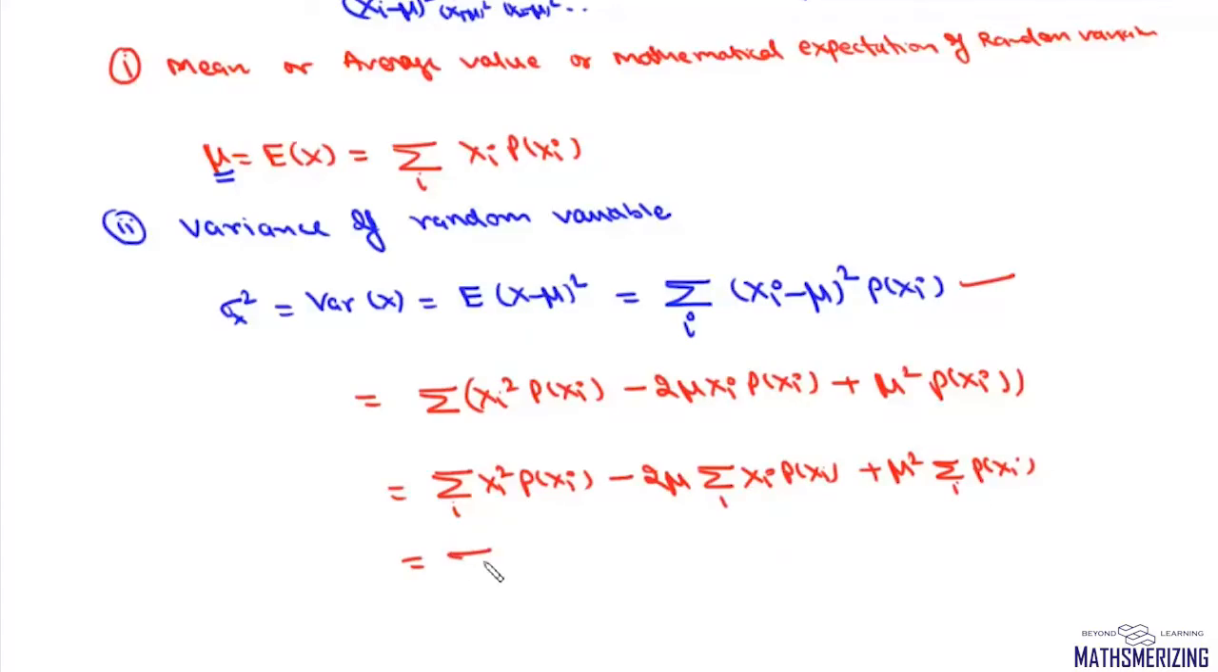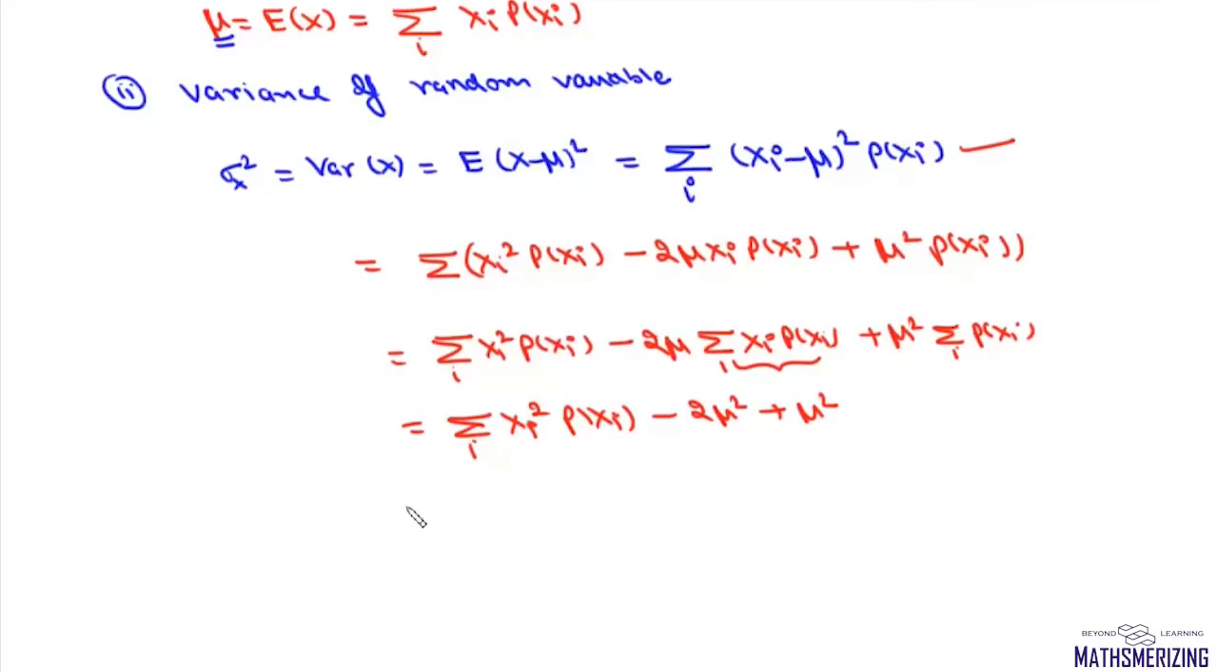Now this is summation xi square into pxi minus 2, and this summation xi into pxi is mu again. So it will be mu square, and plus, now summation pxi is 1, so it will be this mu square. So another method to write variance of a random variable is simply by taking this summation xi square into pxi and then minus mu square.